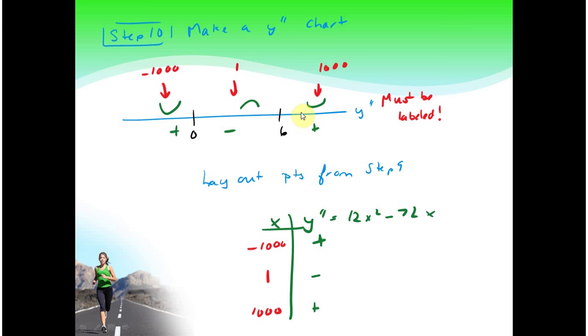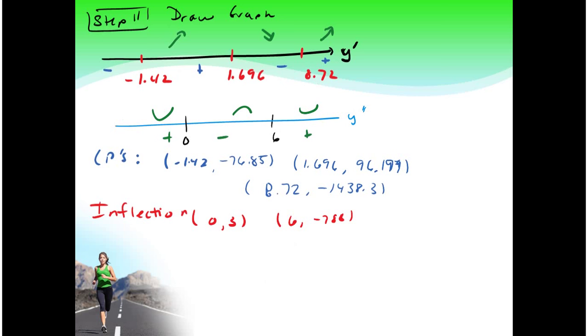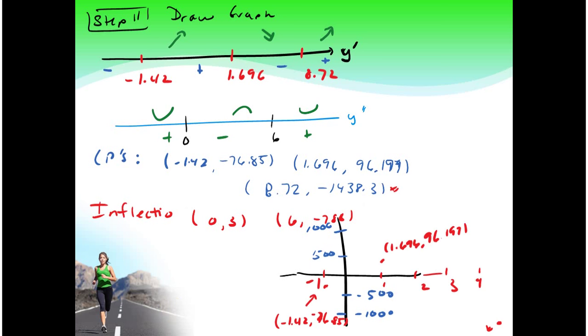So again, this must absolutely be labeled. Otherwise, I'm not going to have a clue of what you're doing. Even if you know what you're doing, I need to know you know what you're doing. And so now this is the relevant information. I'm listing it out here so that I can make my graph. I need the slope chart, I need the double prime chart, and the critical points and the inflection points. I made my crazy scale. It's not going to look very nice.